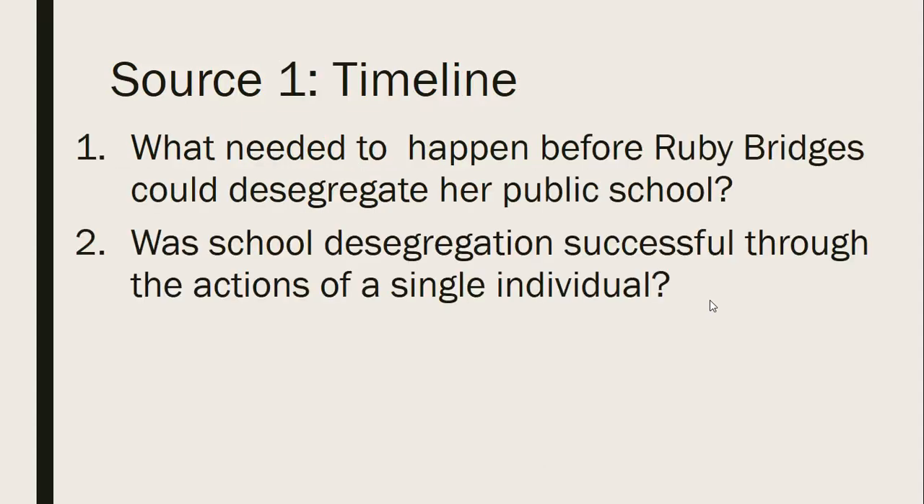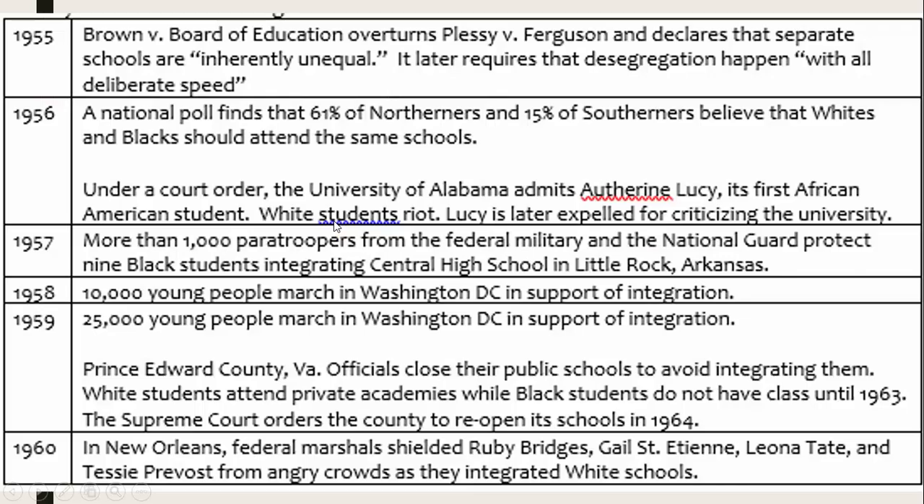So source one, we have a timeline. And the questions that we want to answer when we answer this timeline are one, what needed to happen before Ruby Bridges could desegregate her public school? And then number two, was school desegregation successful through the actions of a single individual, through one person? Remember, to desegregate means to bring the races together. So use this timeline to answer those two questions.